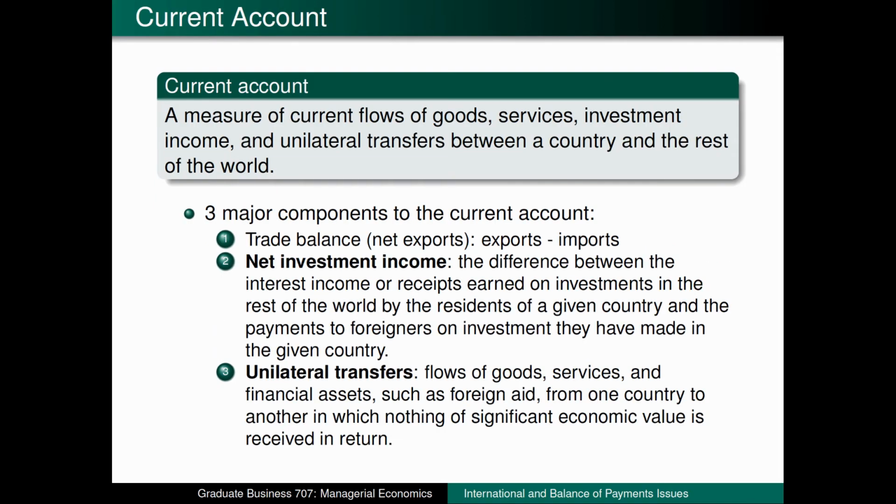There are three components to the current account method. First, we include the trade balance, which is another word for net exports. As we know, net exports is simply exports minus imports. But then we're also going to take two other flows between trading partners into consideration: net investment income and unilateral transfers.